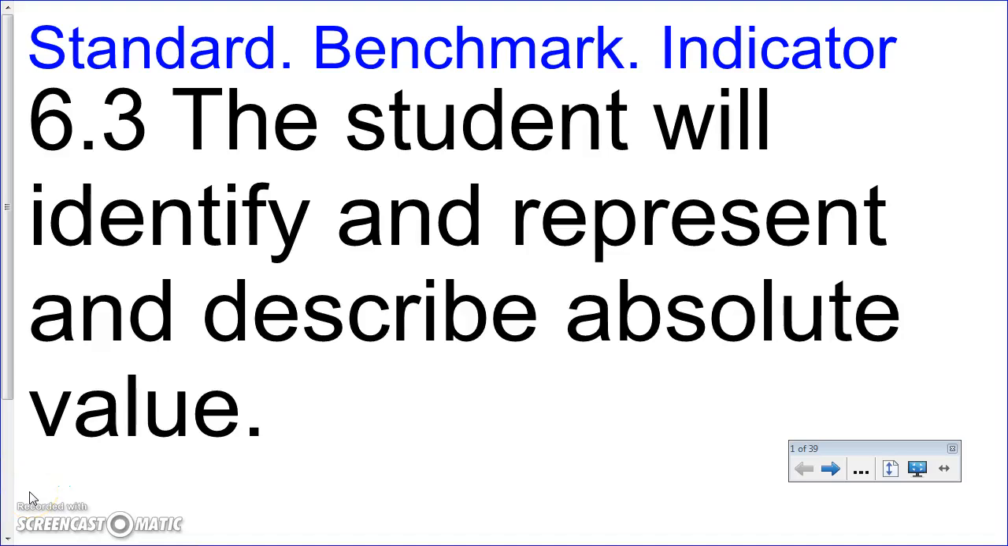Today we will be learning about absolute value. Please copy down the standard benchmark indicator at the top of a clean page in your math notebook. The student will identify and represent and describe absolute value. You can pause the video here to copy down the SVI.